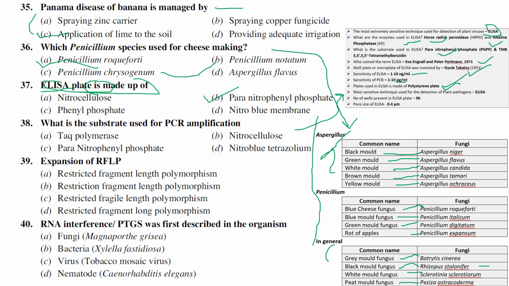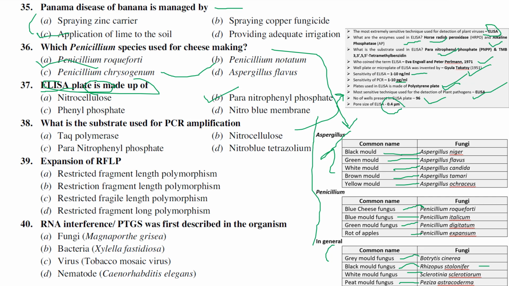The next one is the most sensitive, that is again ELISA only. Generally ELISA plates contain 96 wells. Other plates are also available with 2, 24, 48, 96, 384 wells, various kinds. But the most commonly used ELISA plate is made up of polystyrene and contains 96 wells, 12 by 8. The size of each pore or hole of ELISA is 0.4 micrometer, or microliter. I think it's not micrometer, it's microliter.